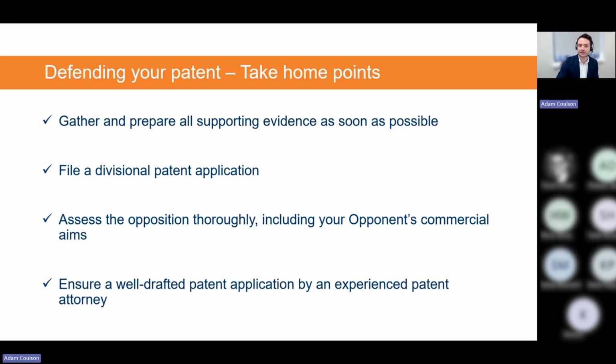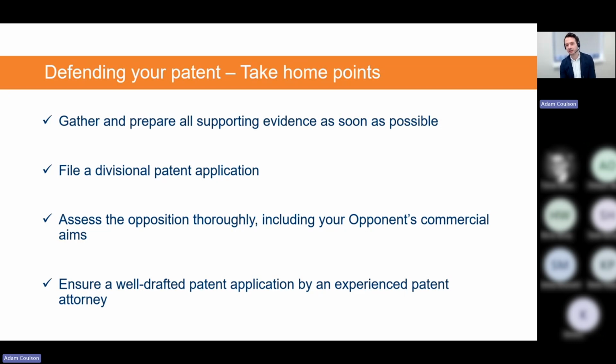And some take-home points for defending your patent. So, gather and prepare all supporting evidence as soon as possible. In practice, this almost always takes longer than expected, in particular where it is necessary to obtain experimental data. File a divisional patent application. If the patent is of particular commercial value to you, then it will be sensible to file a precautionary divisional application so that you can pursue alternate claims if necessary.